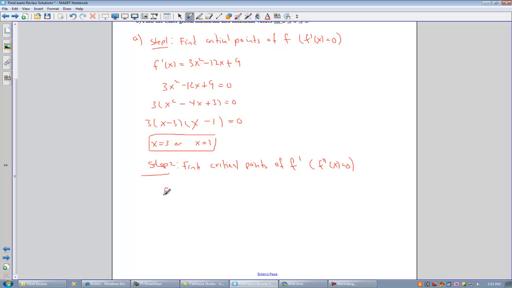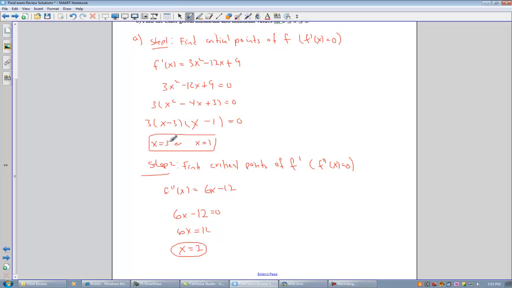And so over here I find f double prime of x. It's equal to, well, the 2 comes down, I get 6x minus 12. I set this equal to 0, so 6x minus 12 equal to 0. And I get 6x equal to 12, or x equal to 2.